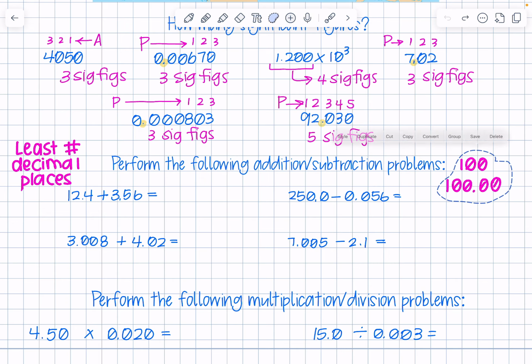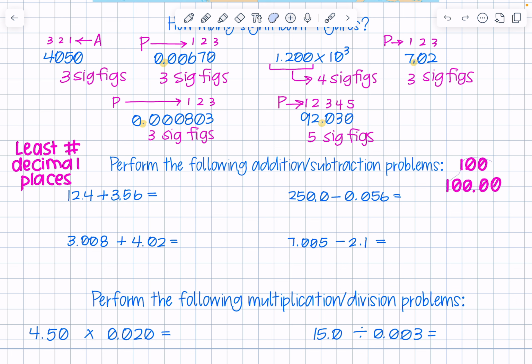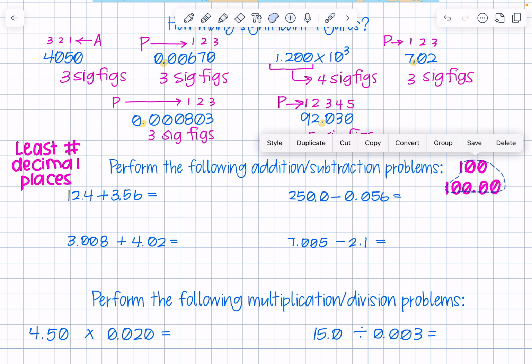Oops. I just want to scooch this out of the way. Oh no. Okay, well, I'm going to erase it then.